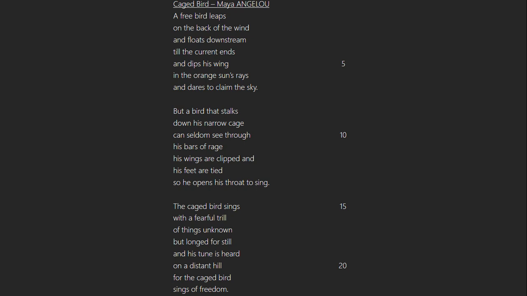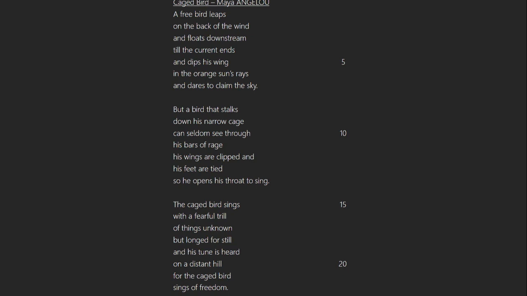Caged Bird by Maya Angelou. A free bird leaps on the back of the wind and floats downstream till the current ends, and dips his wing in the orange sun's rays and dares to claim the sky. But a bird that stalks down his narrow cage can seldom see through his bars of rage. His wings are clipped and his feet are tied, so he opens his throat to sing. The caged bird sings with a fearful trill of things unknown but longed for still, and his tune is heard on a distant hill, for the caged bird sings of freedom.